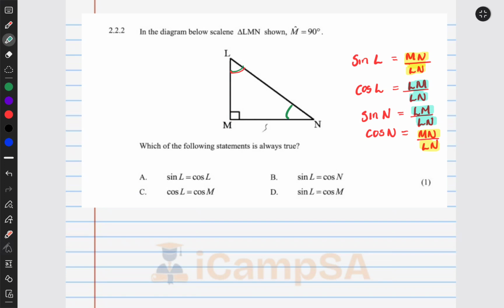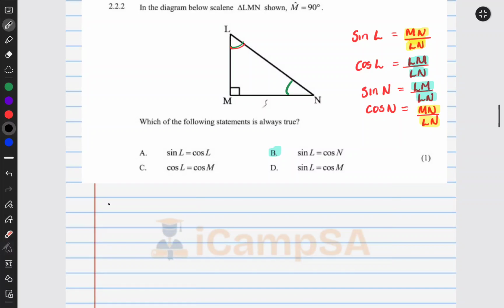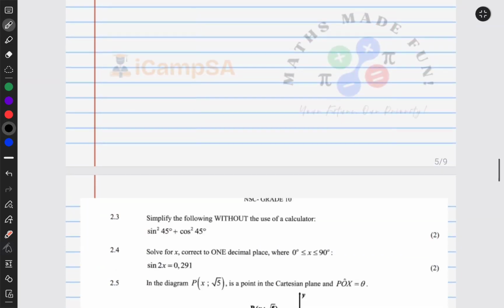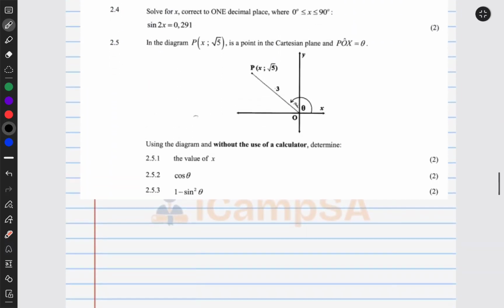Okay, so let's see which statement is true. Sine L is equal to cos N, and B seems to be true. So the answer to 2.2.2 is B. That is our answer, B. Okay, and then next we have 2.3.